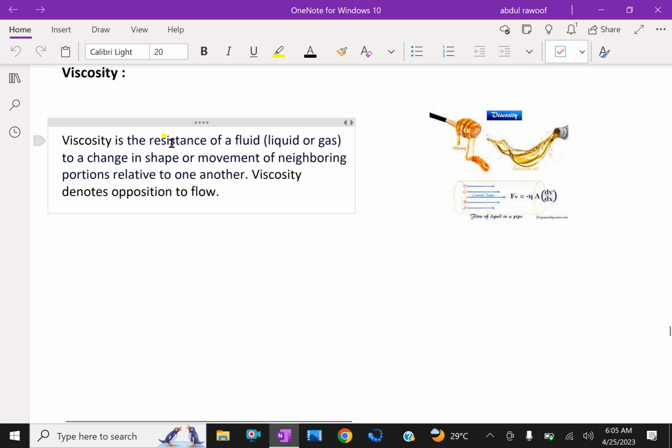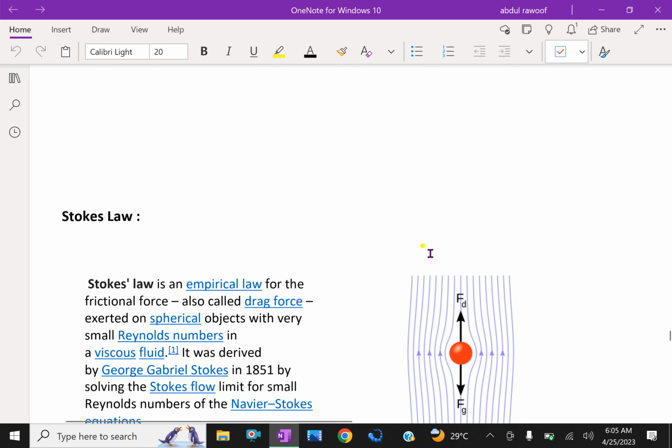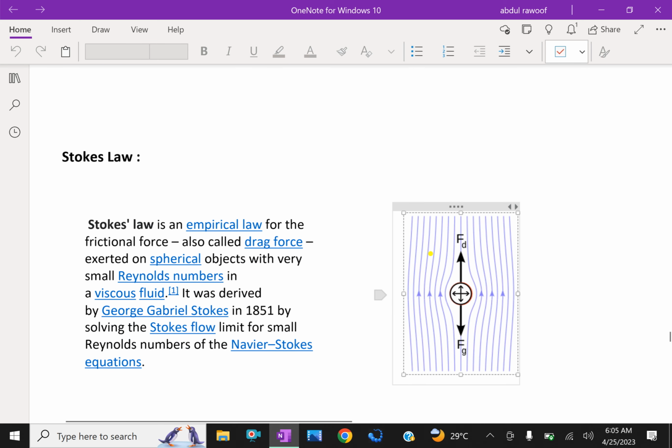Viscosity is the resistance of a fluid, liquid or gas, to change its shape or the movement of neighboring portions relative to one another. Viscosity denotes opposition to flow. Now, for any layer of liquid, its upper layer pulls it forward while the lower layer pulls it backward. This results in force between the layers. This type of flow is known as laminar flow.